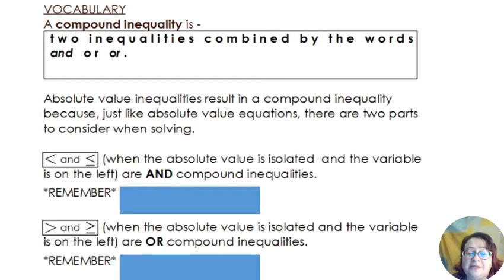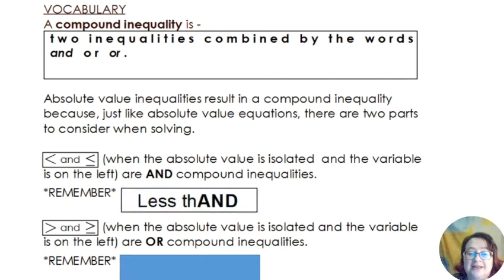When the absolute value is isolated and the variable is on the left, and we have a less than or equal to symbol, we're going to get back a compound and inequality. What helps me remember this is less than. So if it's less than, we get x is in between two numbers. So it's an and inequality. We have a lower boundary is less than or equal to x, which is again less than or equal to the higher boundary.